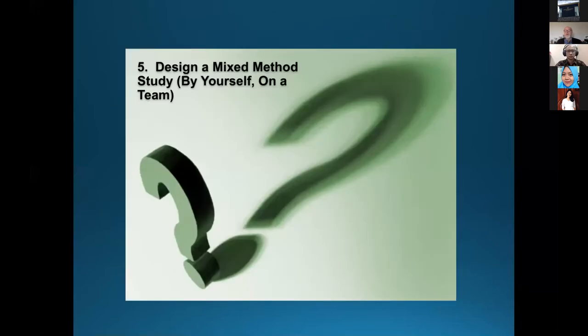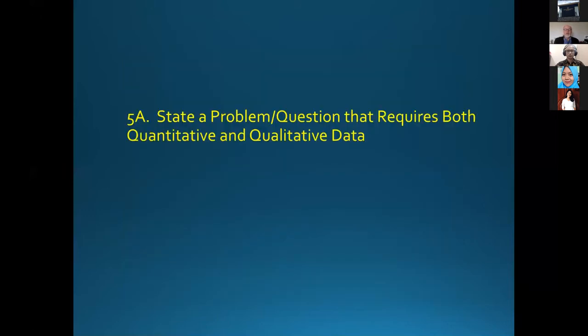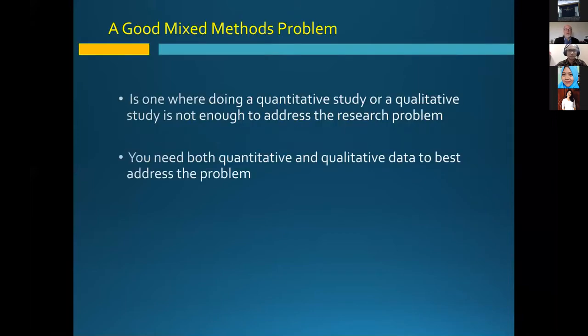Then I want you to design a mixed methods study. Actually go through some steps. I'm going to take you through the steps here. I know our time is getting a little bit short, so some of these steps I'll go through very quickly, but you can look at the slides. The slides will be available. Design your study where you find a problem that requires both quantitative and qualitative data. You need both forms of data to address the problem.